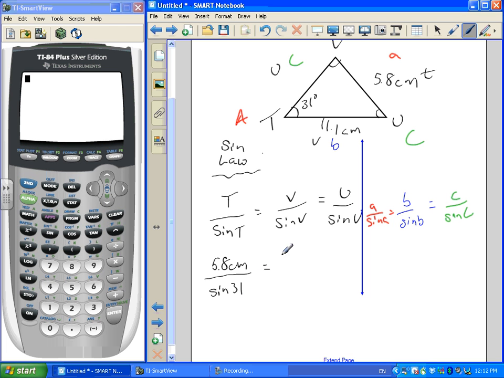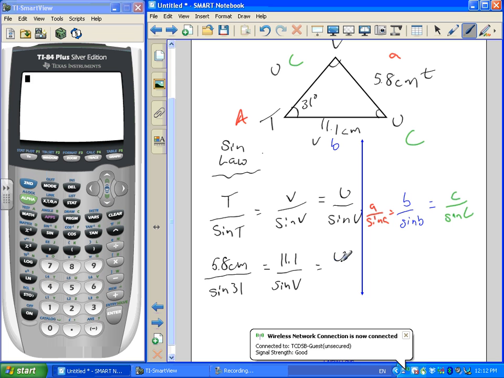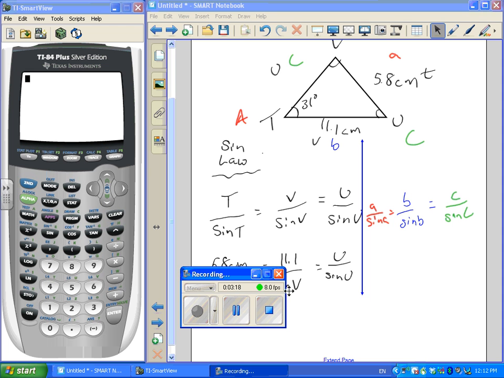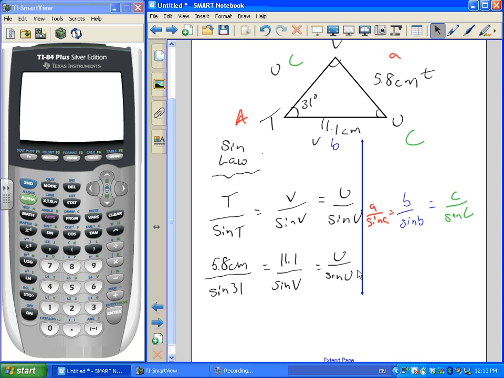Side V was 11.1 centimeters. Angle V we do not know, so I'm just going to keep calling it sine V. And side U, no idea. And angle U, no idea. Now, what's very important is you got to figure out, what is the question asking us? Which side does it want? Okay, luckily they've asked us for angle V.